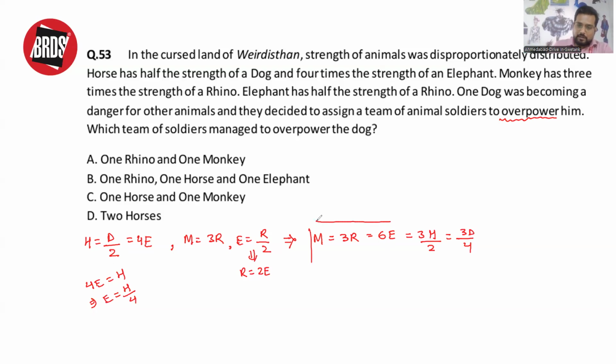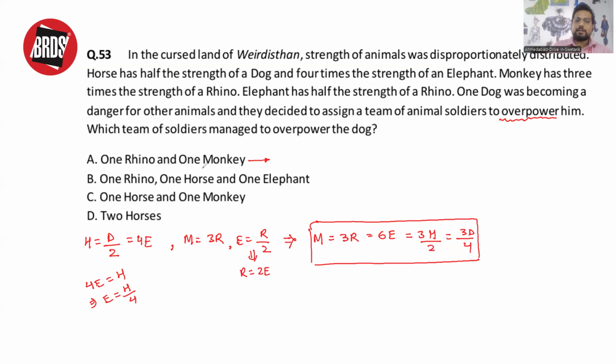So that is a correct form of equation, or a simplified form of all the five animals in a single line. Now they have given us that there is a dog which is creating a problem for everyone, a danger for other animals. So we have to find out which group of animals together will overpower. Again, as I mentioned a few minutes back, that word overpower is going to be very important, because we do not have to just make a group which is equal to the power of the dog. We have to make a group which is overpowering the dog. So let's discuss it one by one.